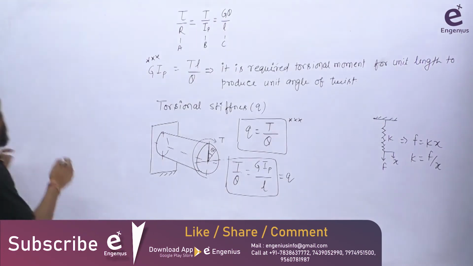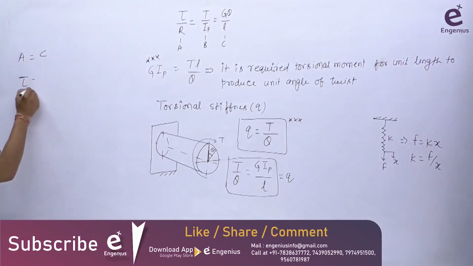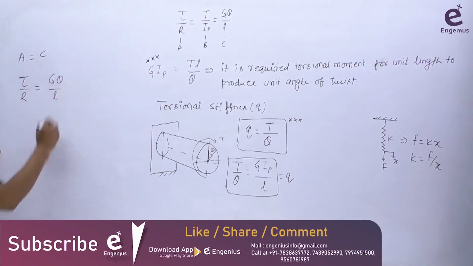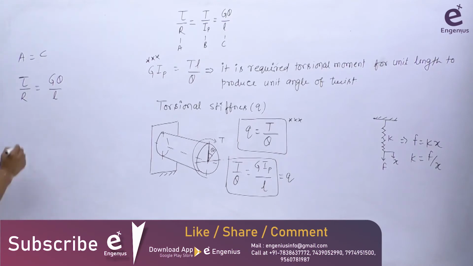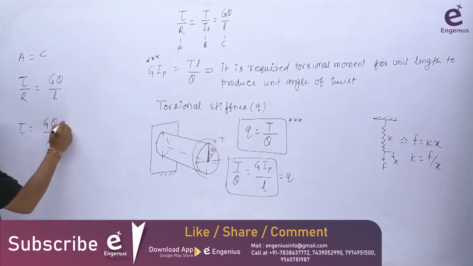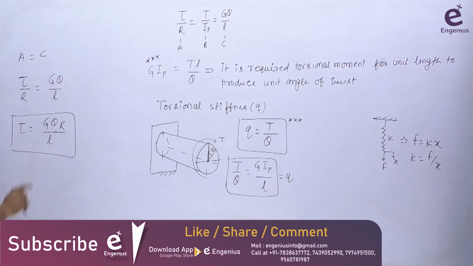So next I'm comparing A equals to C. A equals to C here. So this is tau by R equals to G theta by L here. Now, if you try to write, tau is equal to G theta by L into R. So in this term, everything is okay. We know this is G, we know this is theta here. We know L here, and we know R here, the radius.